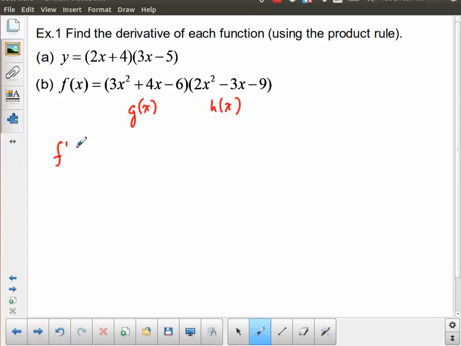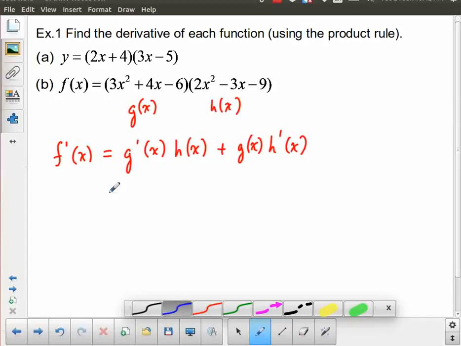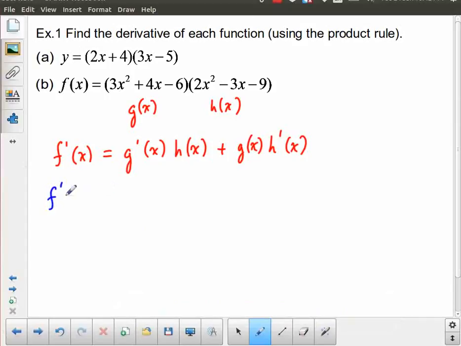So f prime of x is going to be the derivative of the first times the second plus the first times the derivative of the second. And now let's go ahead and start to fill that in. Slightly more complicated, but not terribly so. It's just we have to do this derivative. We'd like to be able to do this derivative in one step. Just be careful with it.